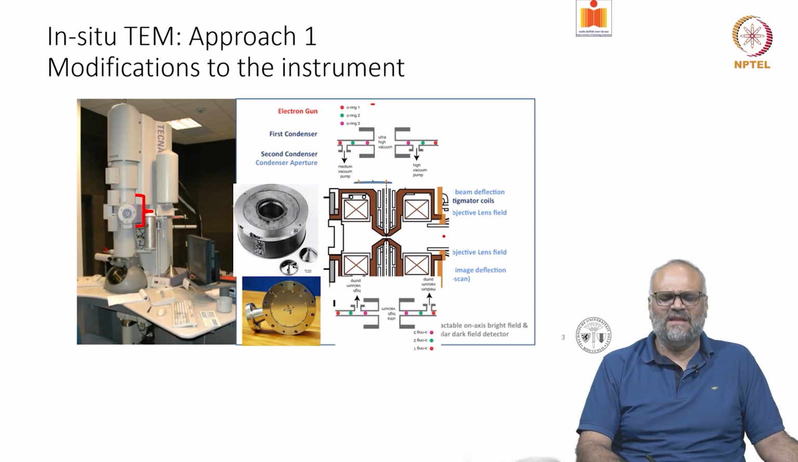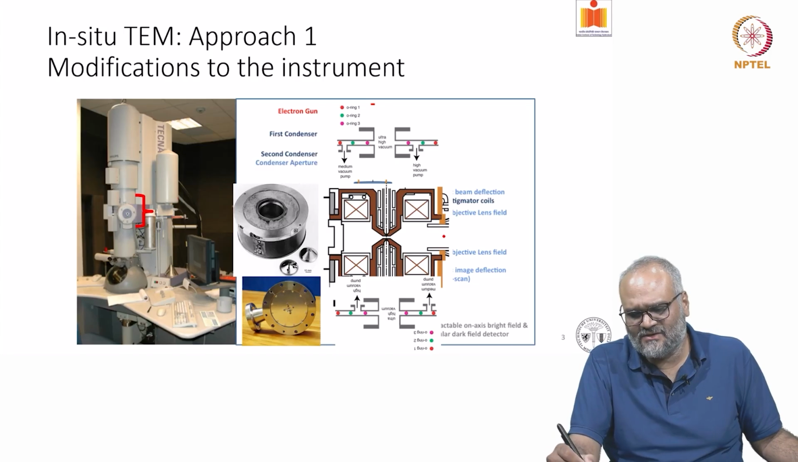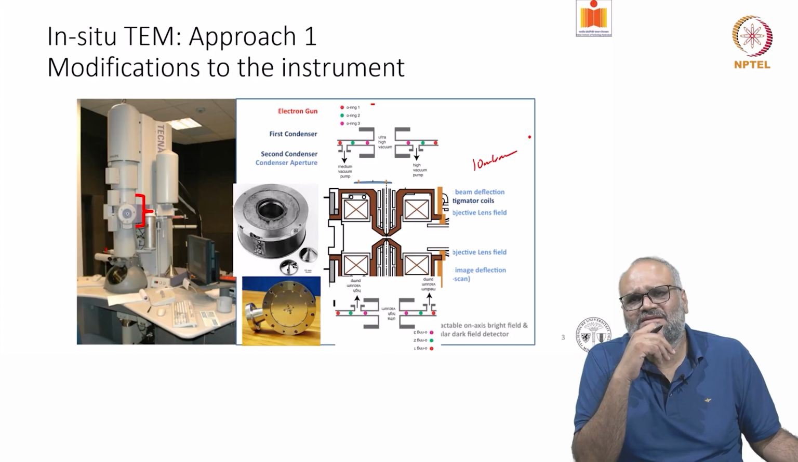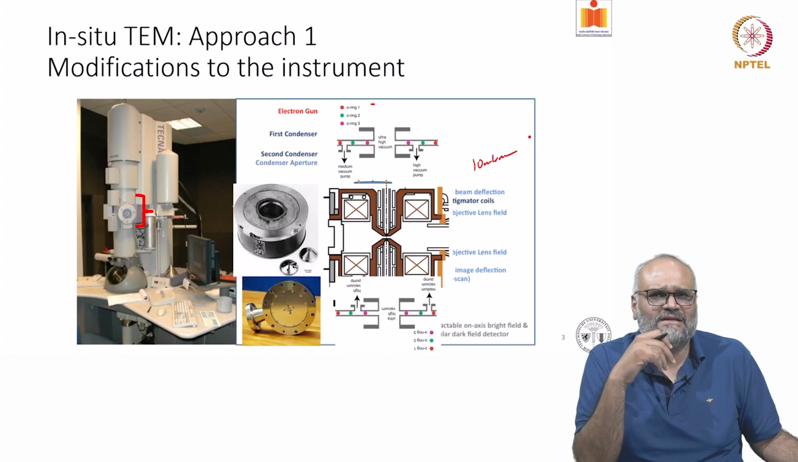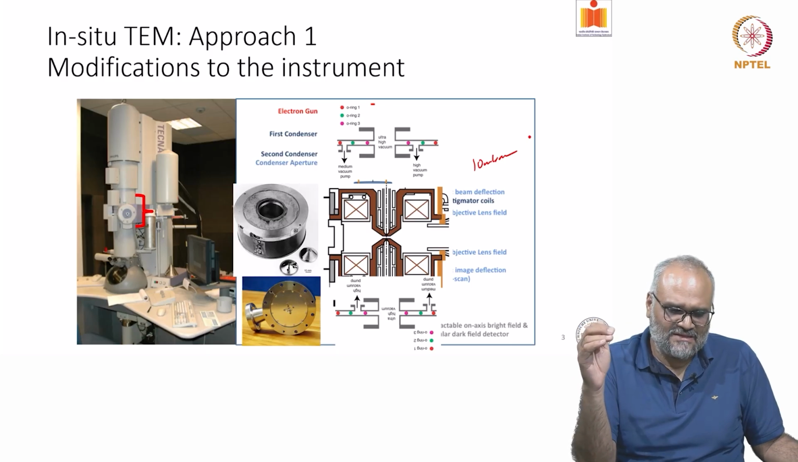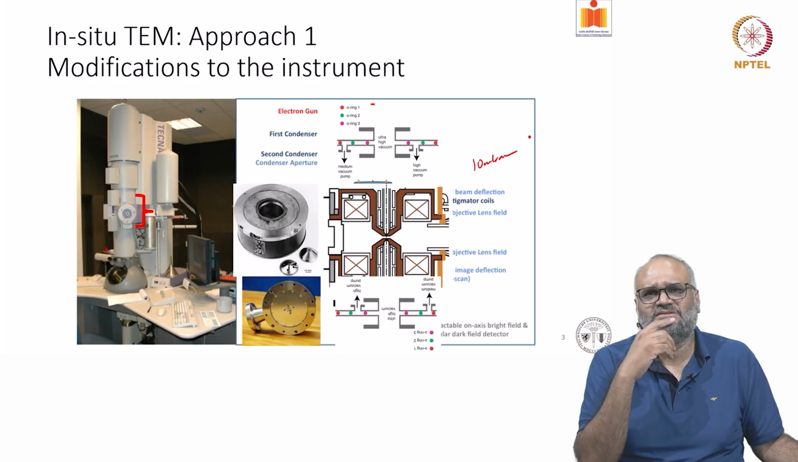But the main limitation here is the pressures that you can achieve for the gas that you introduce into the microscope column is typically limited to the order of 10 millibar. So this is not really like the ambient conditions where chemical reactions typically happen. So this is one of the limitations of the environmental TEM, that you cannot go to very high ambient pressures.